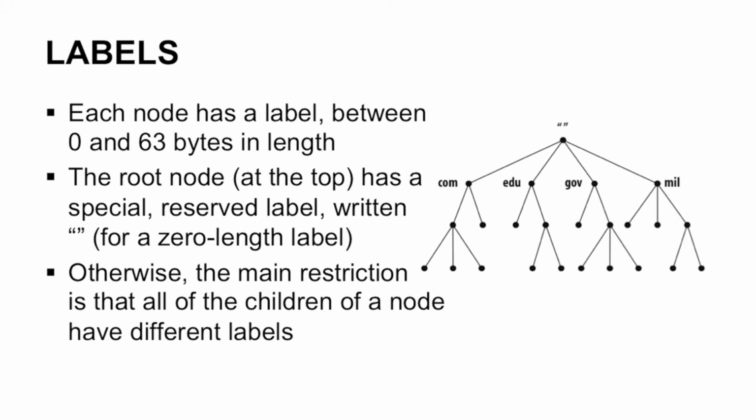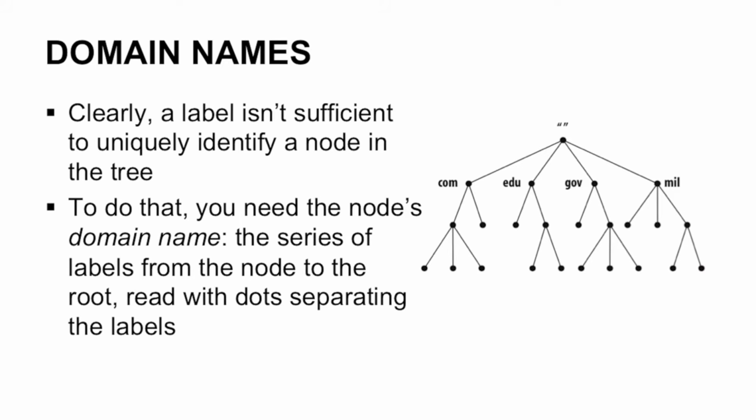The root node, which is way at the top, since it's an inverted tree, has a special reserved label, which is written as a pair of double quotes because it's a 0-length label. You have to imagine the label as being hidden there between those double quotes. Otherwise, though, the main restriction on labels is that all children of a single node have to have different labels. A label is not going to be sufficient to uniquely identify a node in the namespace. In order to uniquely identify a node, you need a list of labels, which is called a node's domain name. It's the series of labels from the node to the root, read with dots separating the labels.